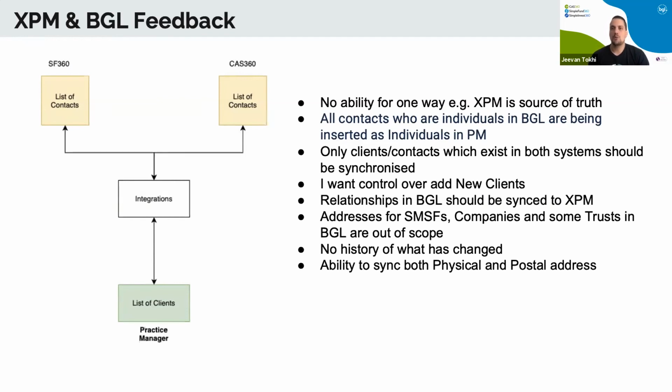Firms would like more control over whether new clients are inserted into any products. There's a request for all the relationships within BGL to be synced through into XPM. Different entity types for those addresses to be part of the scope. At the moment, there's no transparency in terms of the history of the changes we've made. And currently we only sync the physical address, so again, there's a request to sync both the physical and postal address.